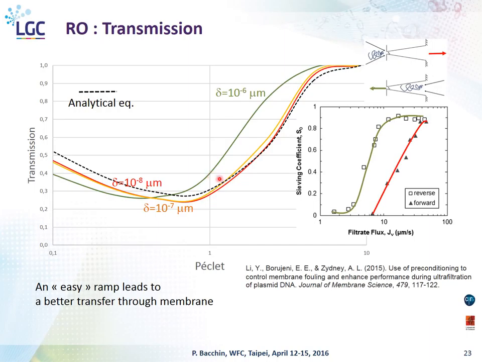So it's interesting to put this in parallel with some experiments that have been done by the group of Zinné on plasmid DNA, where they are able to see that the transmission of plasmid DNA is better when we are in a condition where we are stretching the DNA progressively before the entrance into the pore here. So here we have a kind of progressive interaction of DNA with the wall that can lead to a better transfer. In the opposite case, in red here, when you are filtering this DNA directly through the bottleneck, it's more difficult to have a transmission, and so the transmission here is lower.